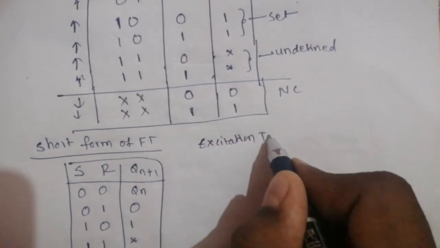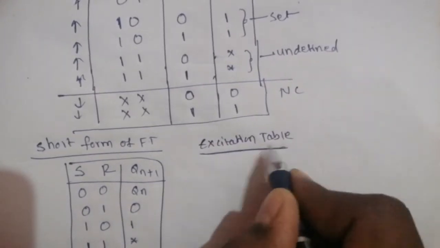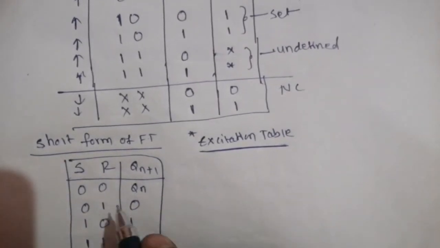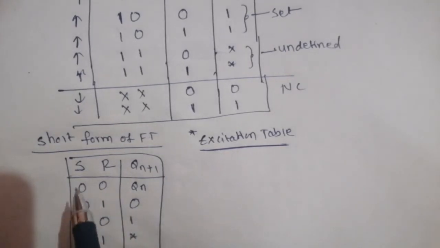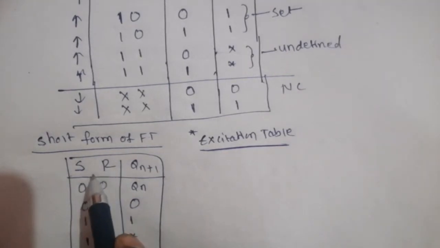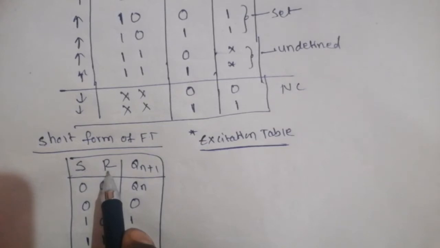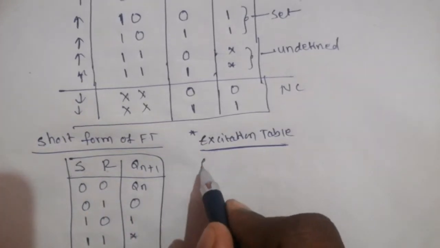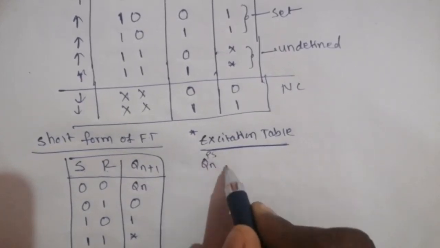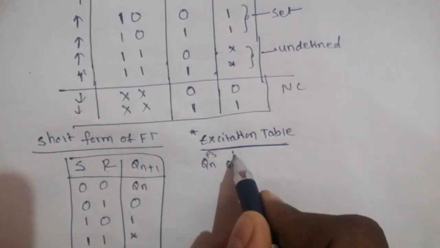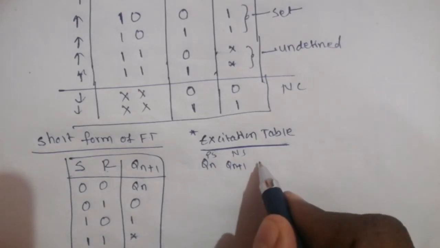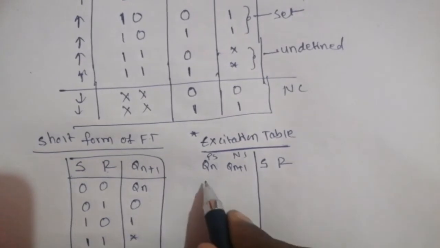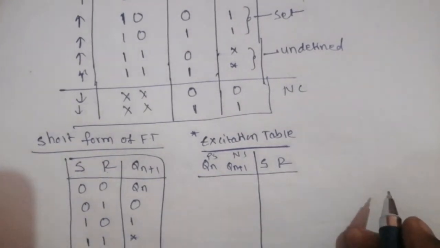Excitation table, this is very important for solving problems next. The truth table is based on present inputs; based on present inputs, we are calculating the output. Here, based on present state and next state, we are estimating how the inputs S and R appear.